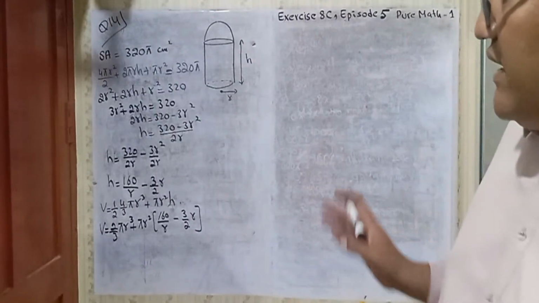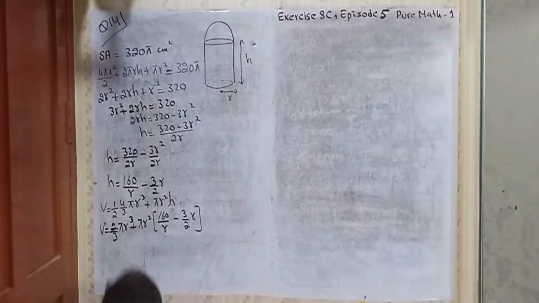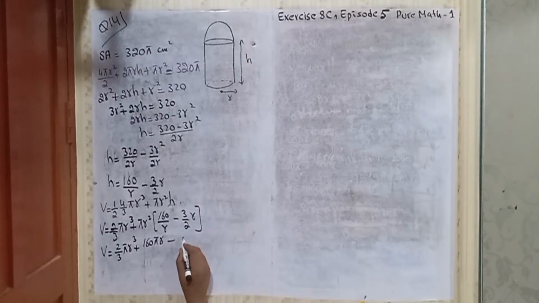That is 160 by R minus 3 by 2 into R. Okay, so now we can find the V value. The V will be 2 by 3 pi R cube plus 160 pi R minus 3 by 2 pi R cube. So this is my volume and these two are the same, so these will cancel.